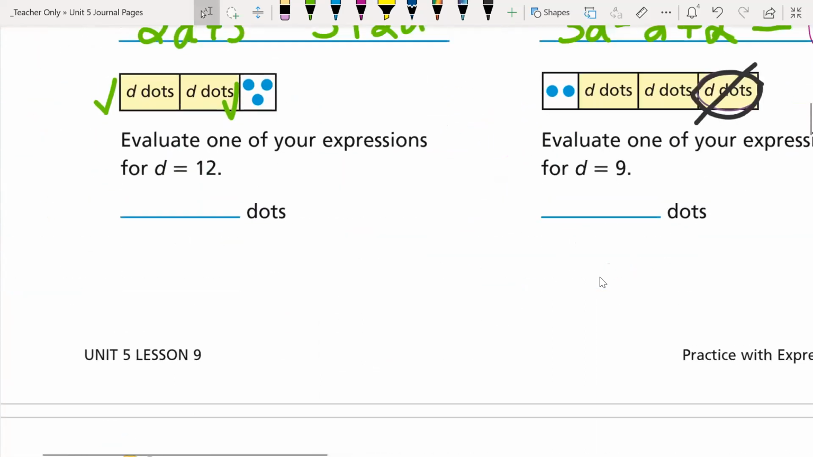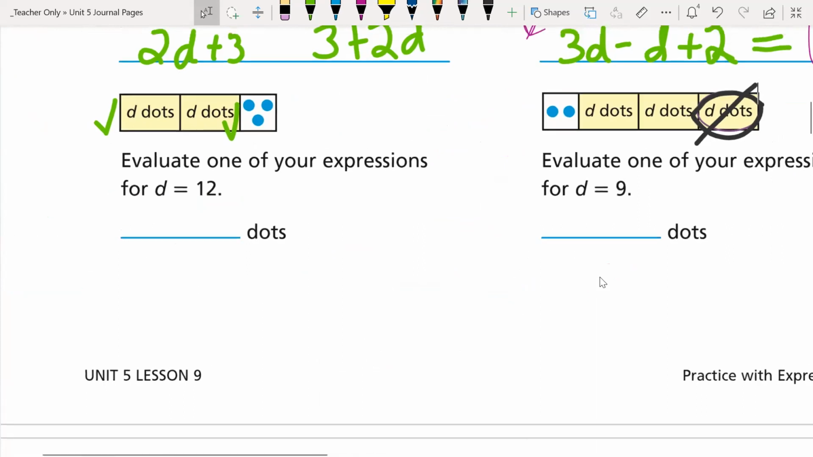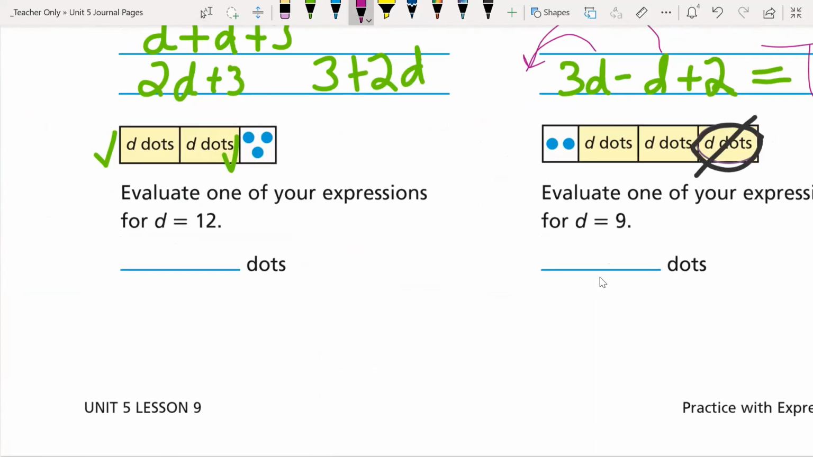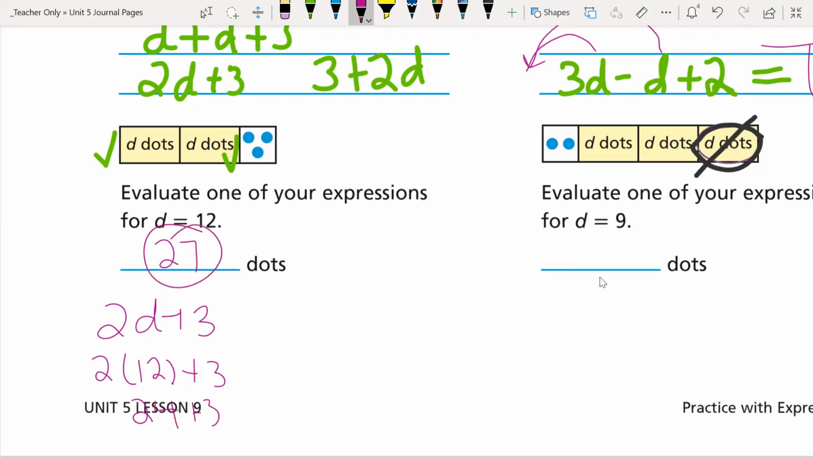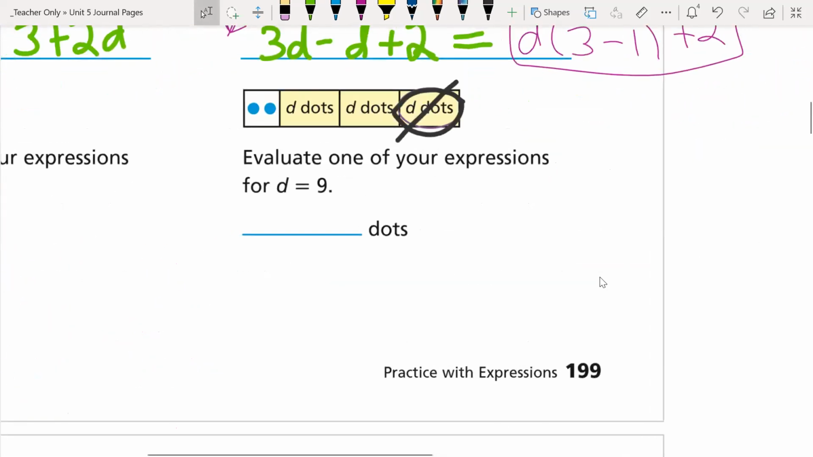So, this is evaluate for, if your expression is D, or I'm sorry, if D equals 12. If D equals 12 here, we just plug into the equation, right? So 2D plus 3, which is 2 times 12 plus 3. 2 times 12 is 24. Plus 3 is 27. See if you can solve that for the other one. Go ahead and push pause on the video.